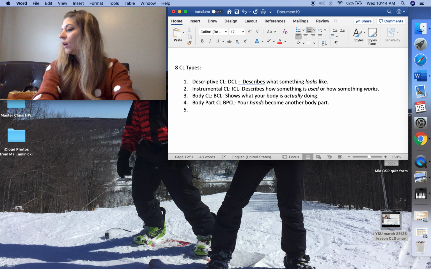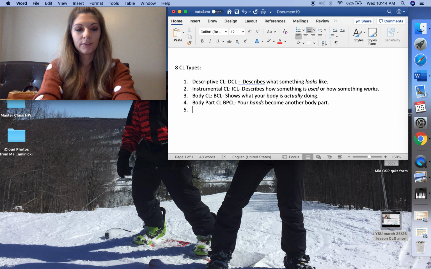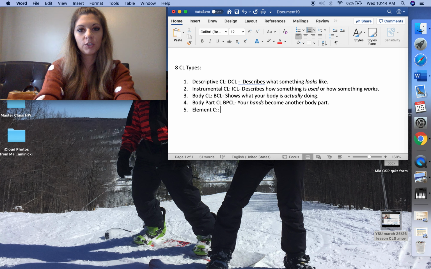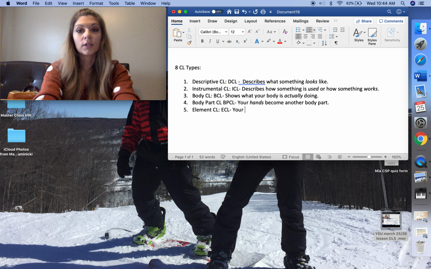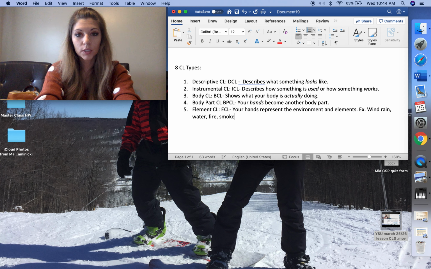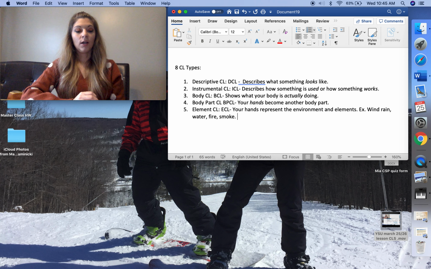Number 5, an element classifier, which is an ECL. This definition is super easy because I don't know how to explain it other than your hands represent the environment and elements. Examples: wind, rain, any water, fire, smoke, etc. So any of the elements.